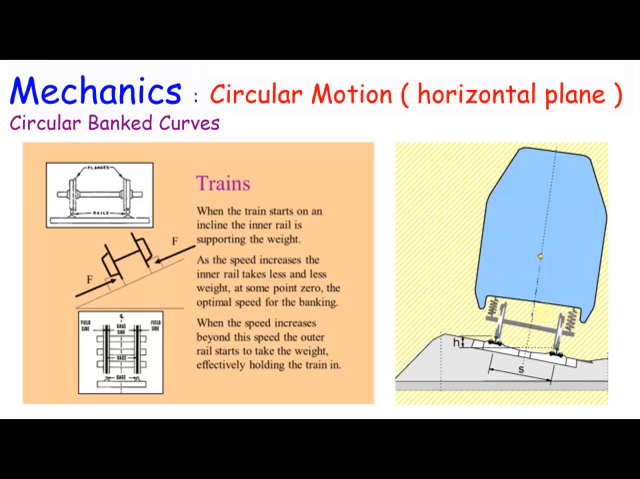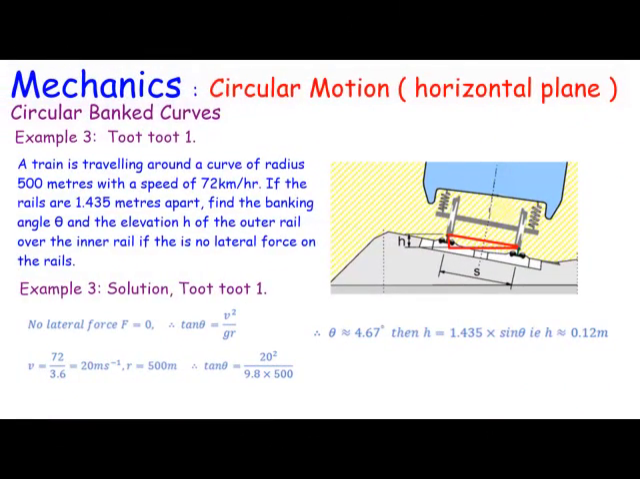Basically, when the train starts on an incline, the inner rail is supporting the weight. As the speed increases, we get to a 0 point which is our optimum speed for the train on that particular bank. Then as it increases, the outer rail starts to hold the train in, because of the flanges on the wheels. In different countries you have different gauges for rails. They can vary quite dramatically, from about 1 point something up to nearly 2 meters. It just depends. Well, let's look at example 3.